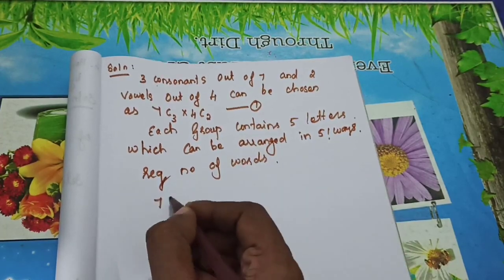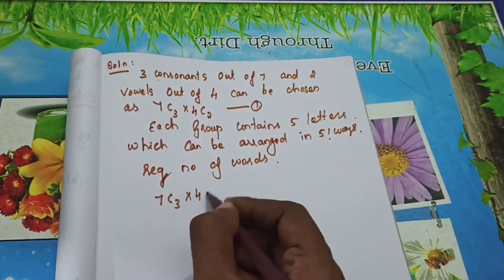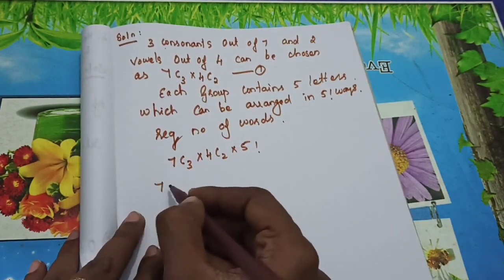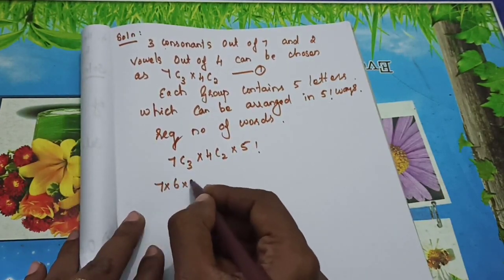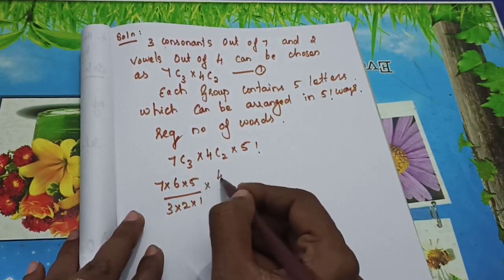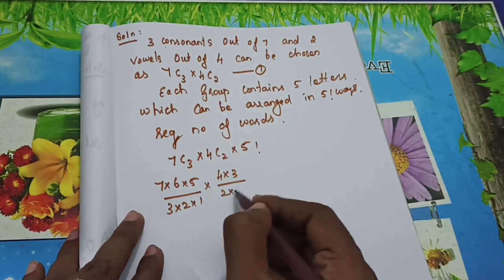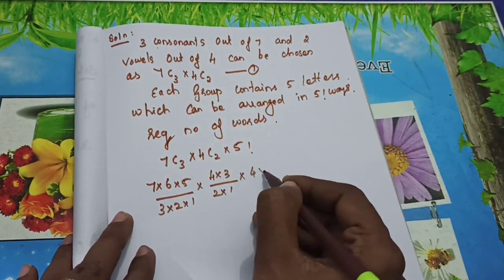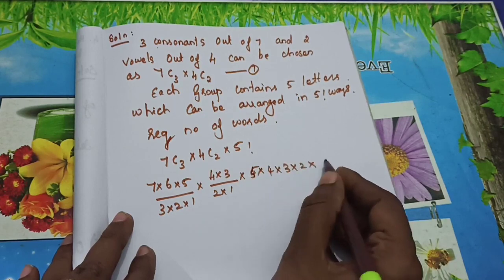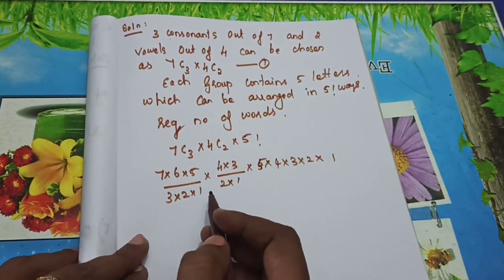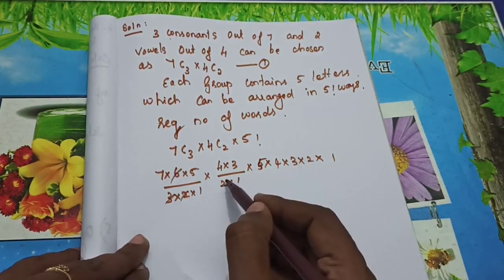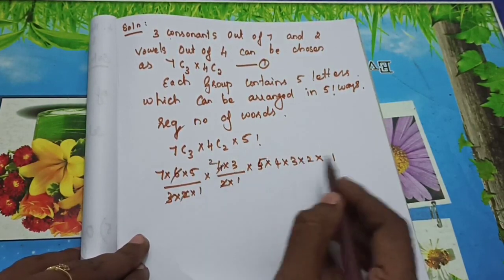How will you write? 7C3 into 4C2 into 5 factorial. So 7C3, what's the value? 7 into 6 into 5 divided by 3 into 2 into 1. 4C2 means 4 into 3 divided by 2 into 1. 5 factorial, 5 into 4 into 3 into 2 into 1. Okay. So common terms, everything you can cancel.